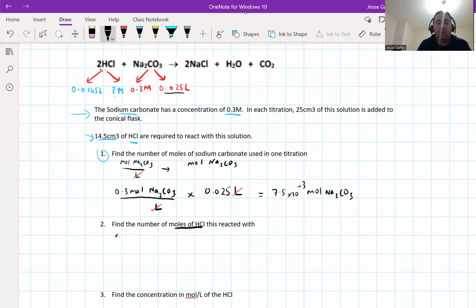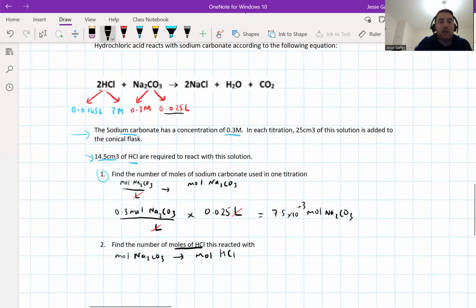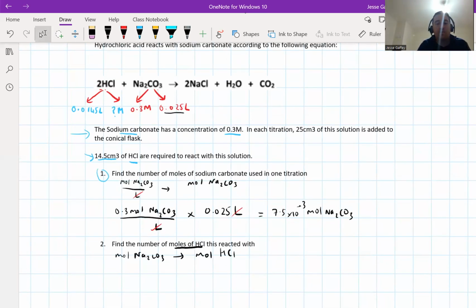Okay, so planning it out, it's quite simple. I'm going for moles of HCl. Oh, sorry, no, I don't have moles. I have moles of Na2CO3, and I'm converting that to moles of HCl using my equation. Go ahead and do the calculation.